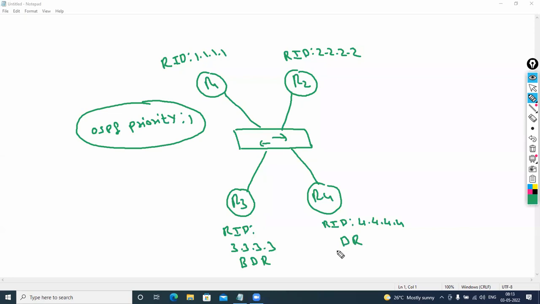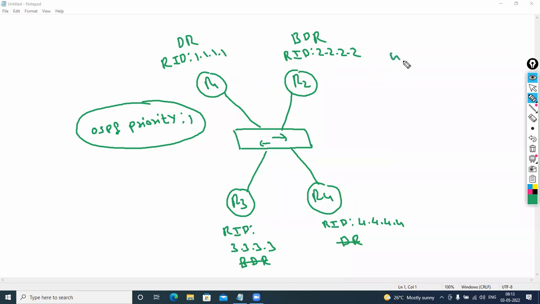Now, your task for today. I want to make R1 the DR and R2 the BDR. So how to do this? By changing the router ID, okay, highest router ID. Any other answer? Priority. You can change the OSPF priority. So please do this lab today. How to change the OSPF priority? I will let you know.